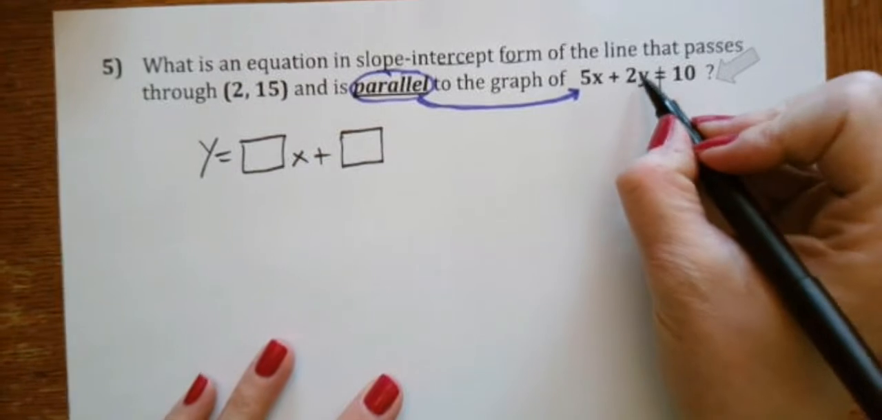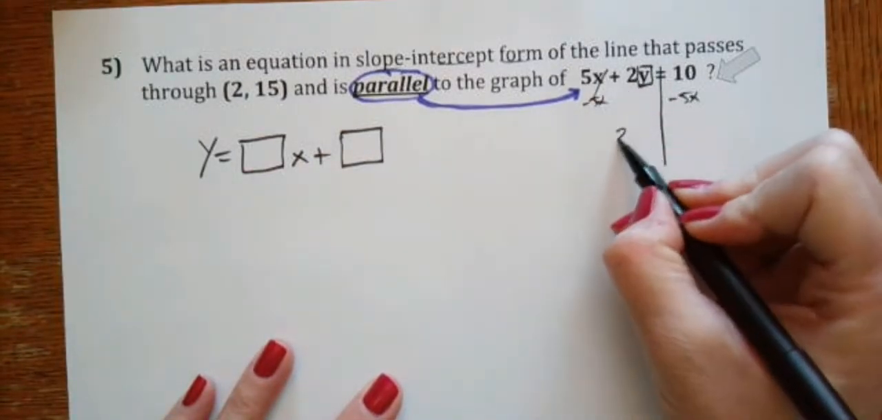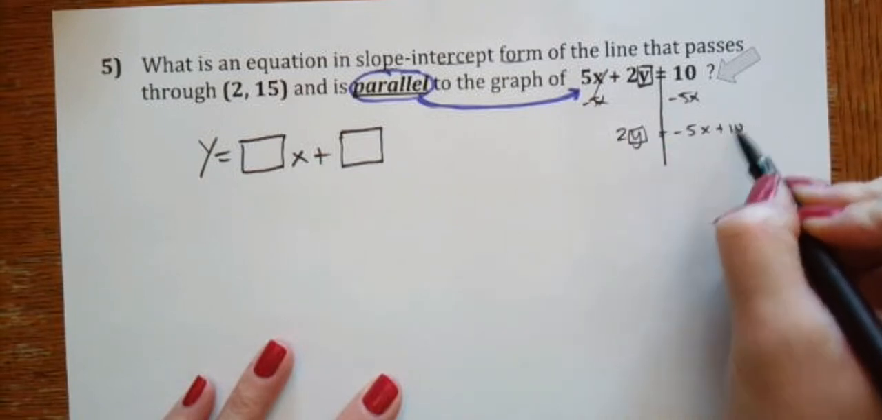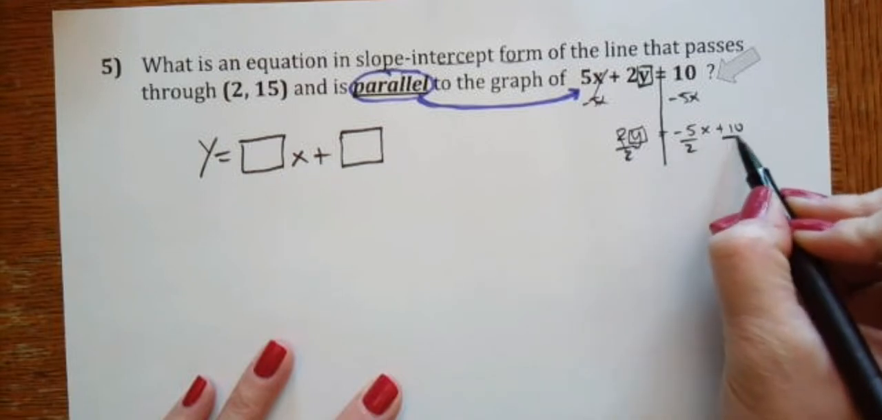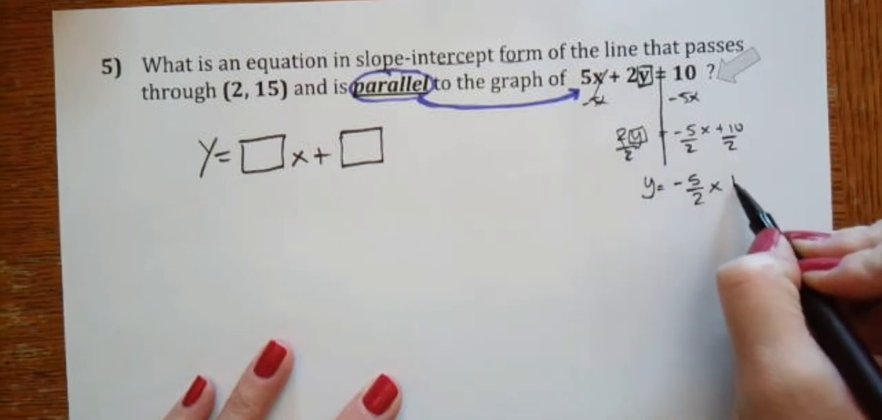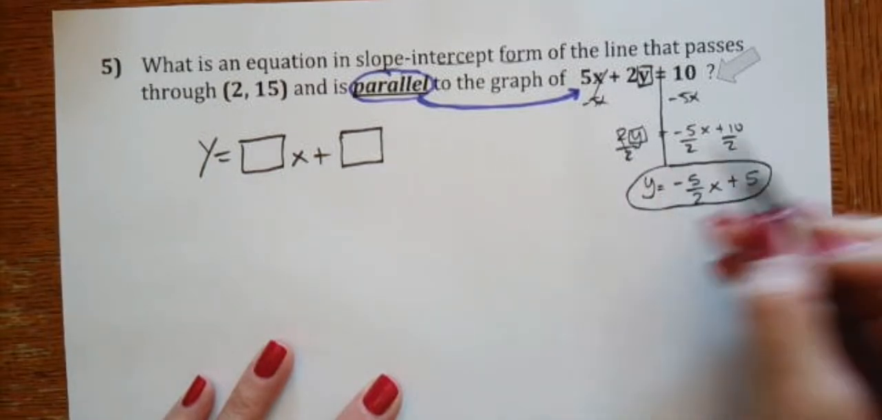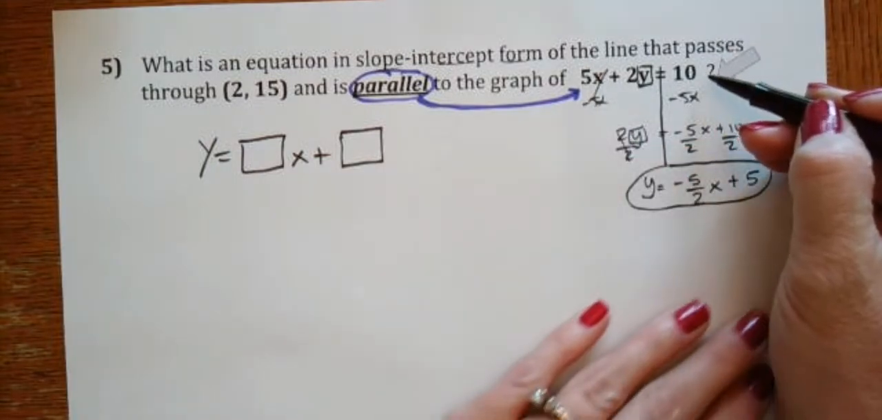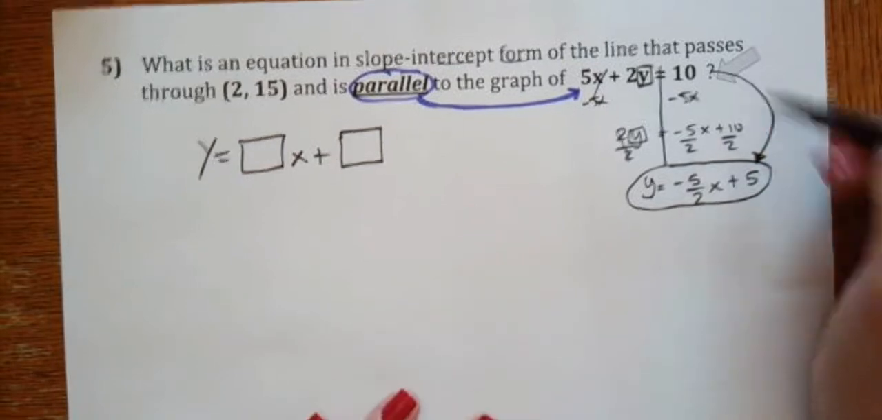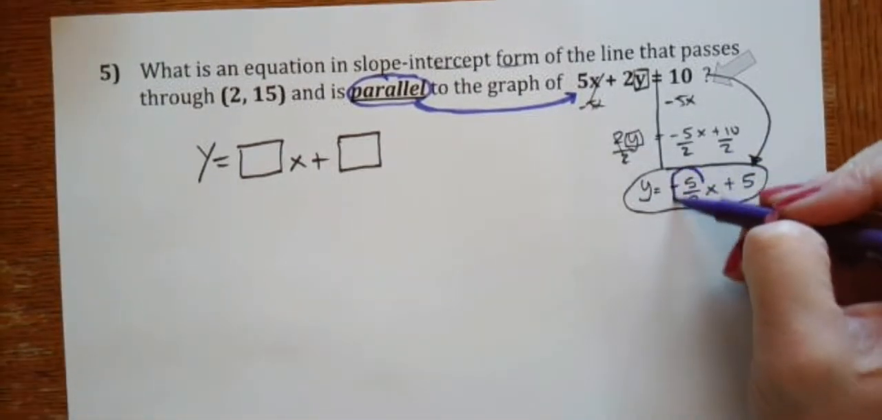Okay, so I'm going to just solve for y. Let's subtract the 5x. Over here we have negative 5x plus 10. We're going to divide by 2 everywhere. y equals negative 5/2 x plus, this intercept would be 5. Now all I did here was take the line that they gave us and convert it. It's the exact same line, just in a different form. Now we can see the slope.